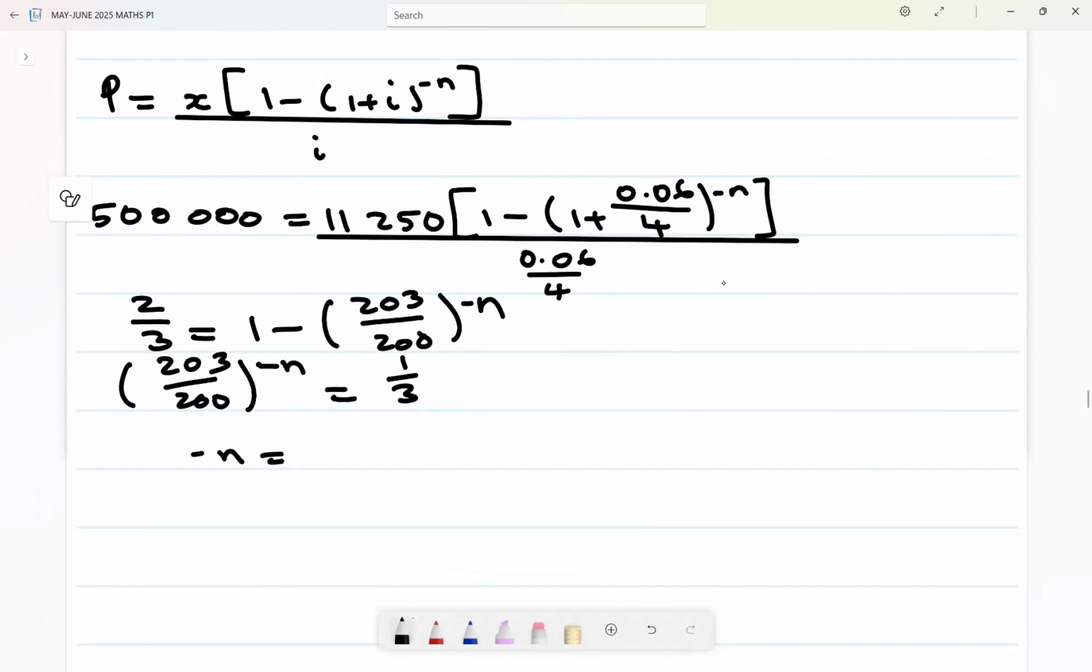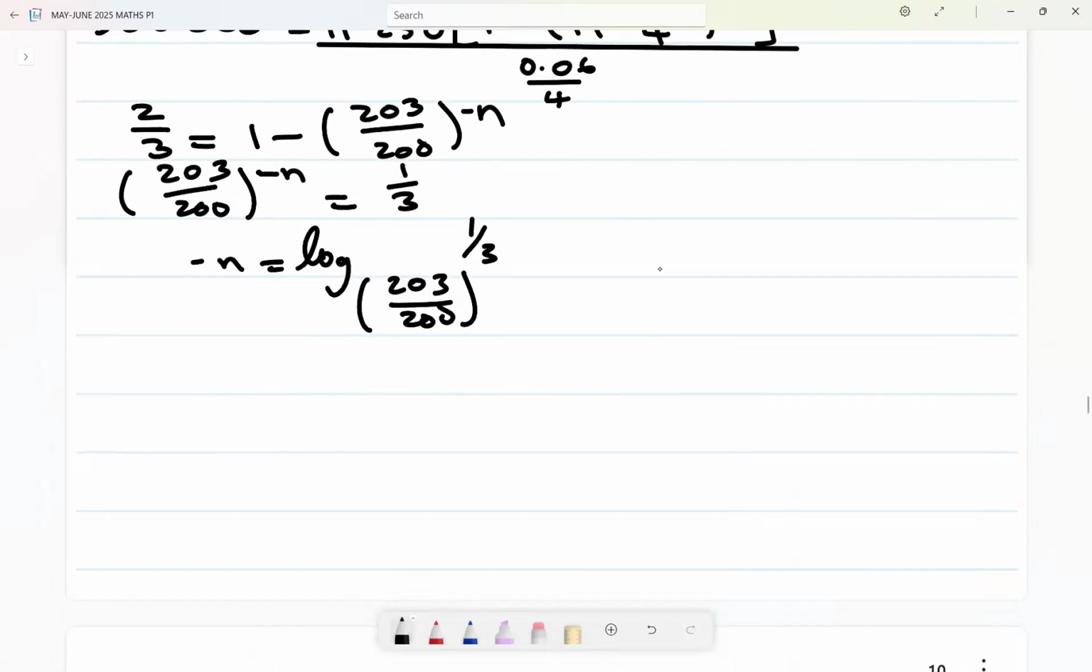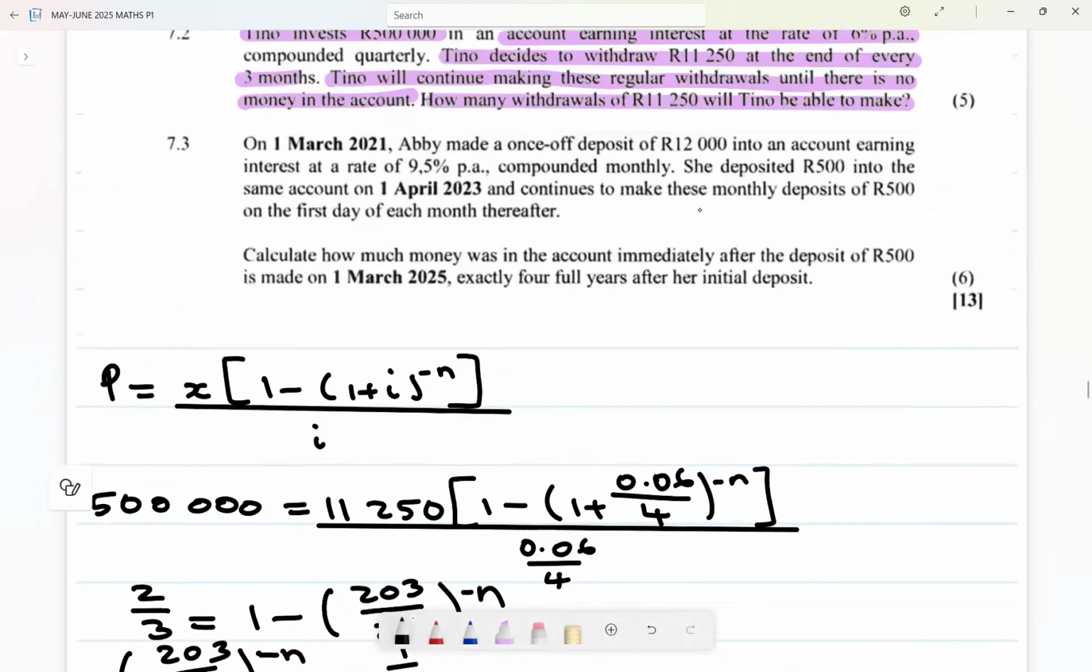And then negative n is going to be just log of what? Of the base, which is 203 divided by 200, the exponent 1/3. Let's see. I'm going to get a negative answer. Log of 203 divided by 200 to the power of 1/3. I get negative 73.79. Therefore, n is going to be 73.79. Guys, do not convert this. So these are the payments.